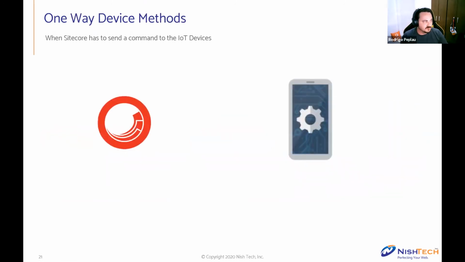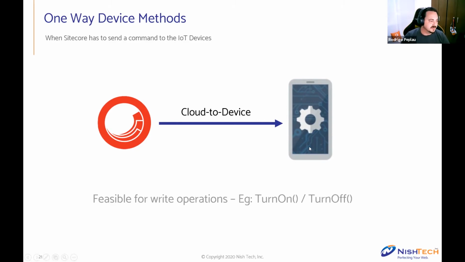So we have two method types. One is the one-way device method. So in this way, it's pretty straightforward. Basically, Sitecore will send a cloud to device request to the device, and we'll get the info back. It's important to use things like that, for instance, when you have to send a command or to update values in the device from Sitecore. For instance, when you want to turn on or turn off the device.